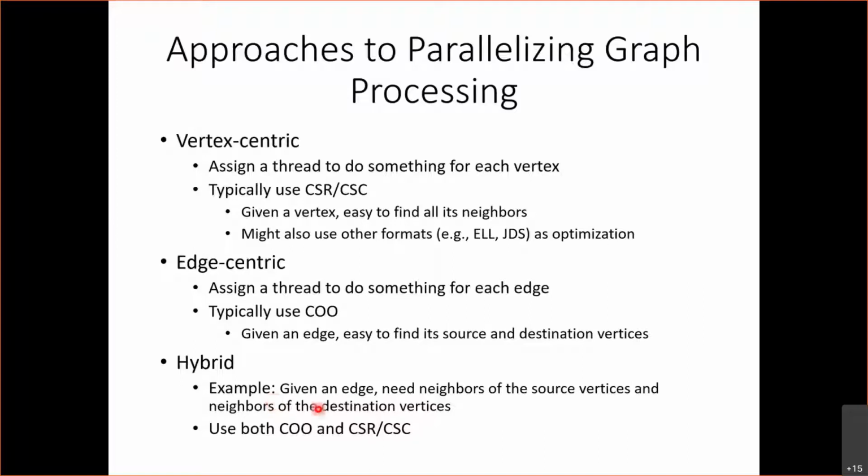Today, what we're going to do is look at BFS, and we're going to look at vertex-centric and edge-centric parallelizations of BFS. Okay, so, any questions about this before I start talking about BFS?